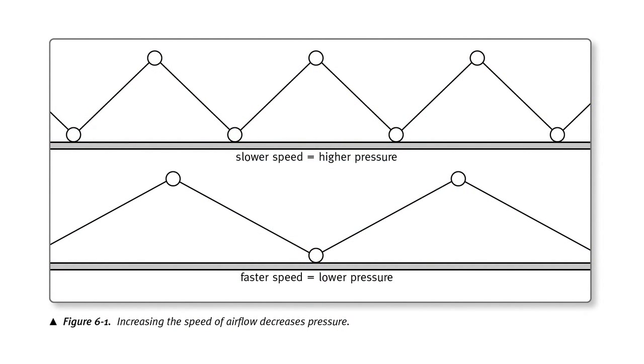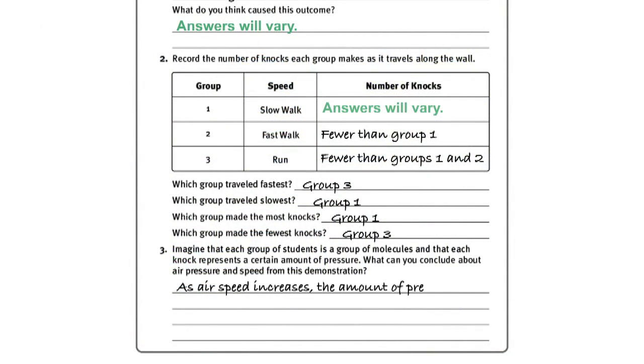Tell students that every knock represents pressure exerted by a molecule bumping into an object. Guide students to understand that the molecules that were moving slowest exerted the most pressure. Conversely, the molecules that were traveling fastest exerted the least amount of pressure. Then, have students complete their activity sheets.